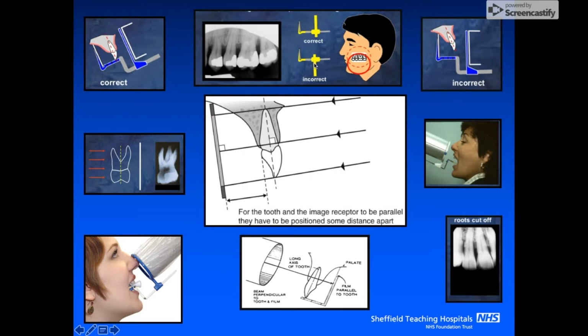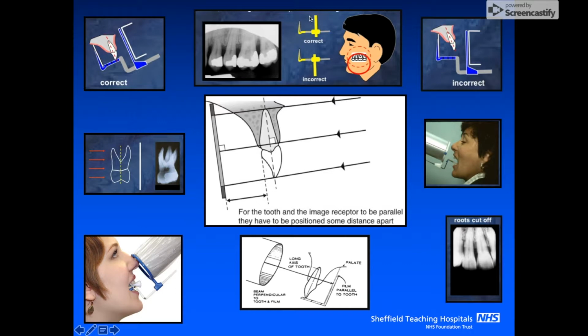Here, the ring has been incorrectly placed. We're going to have the X-ray beam shooting this way across. But you're not going to X-ray anything. The only bit that you're going to capture on the X-ray is this part of the film. Hence here, we have a cut-off of the roots.